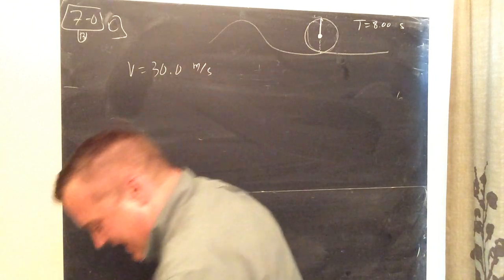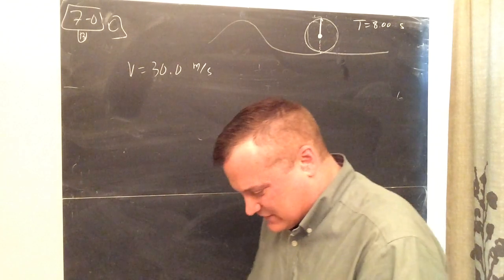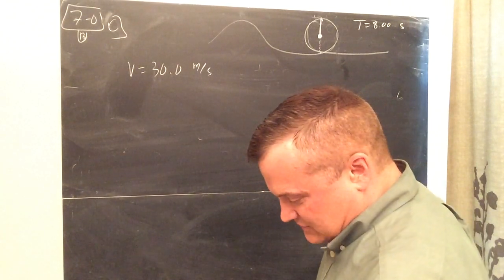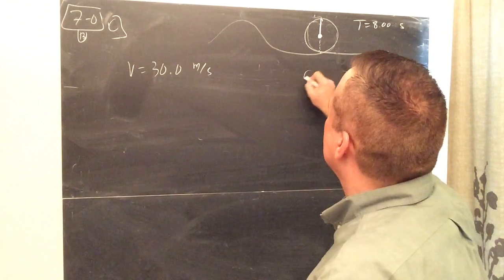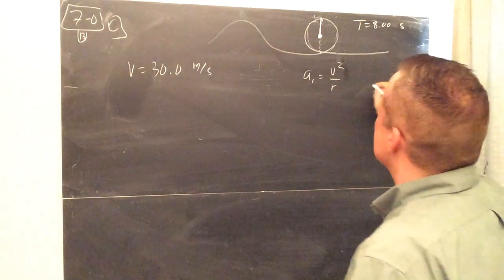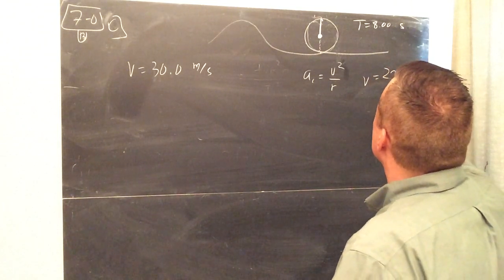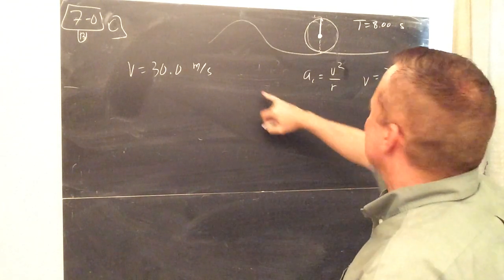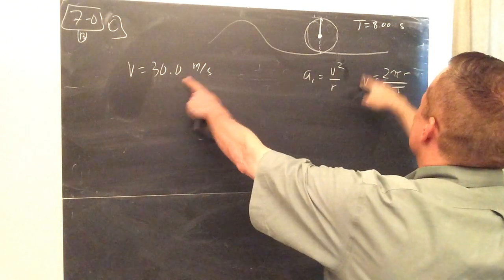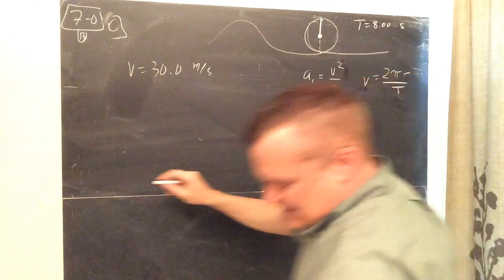A lot of times I have to have the equations right in front of me and I erase them off the board. So let's look at the simple ones. There are 2 equations to look at. There's AC equals V squared over R. And there's also V equals 2 pi R over the period. Now, I've got the velocity. I've got the period. So I can find the radius with this equation right here. So that's what I'll do.